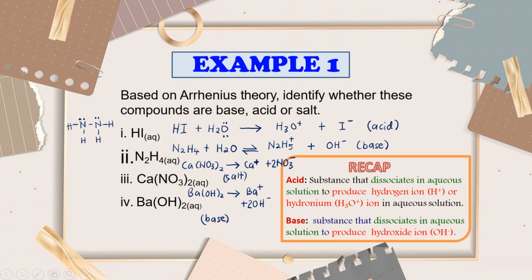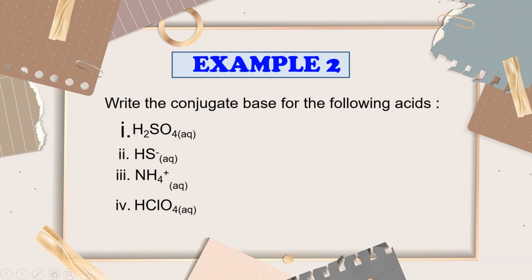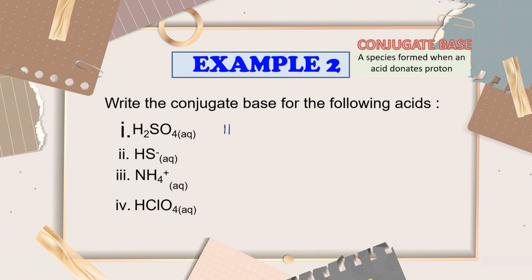Alright, next example. Write a conjugate base for the following acids. Let's recap: what is a conjugate base? It is the species formed when an acid donates a proton. So you have to remove one of the H. For H2SO4, donate one H plus, so it becomes HSO4 minus, and the charge becomes negative because it donated a proton.